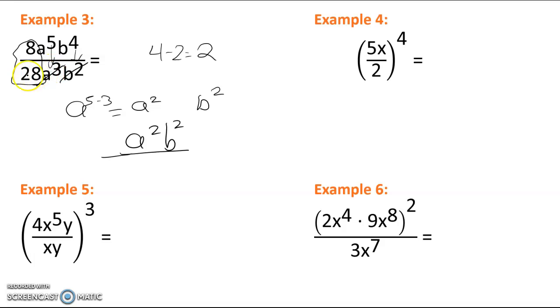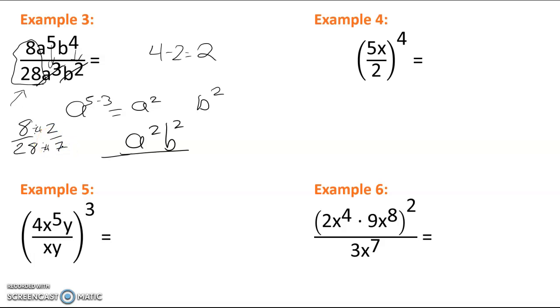Now, what we do with this 8 and the 28, we basically rip it out on its own and treat it like its own fraction. And then from there, as we've done with all fractions, we just simplify it out. I can divide both the top number and the bottom number by 4. 8 divided by 4 gets me 2. 28 divided by 4 gets me 7.